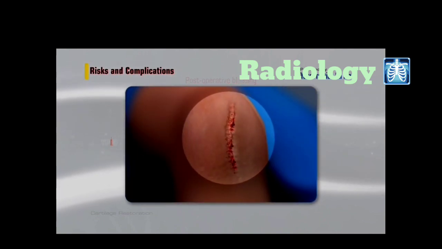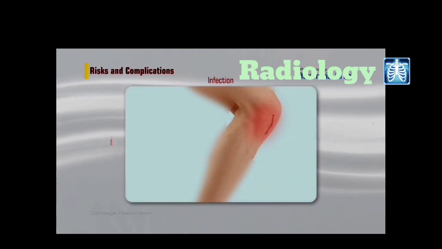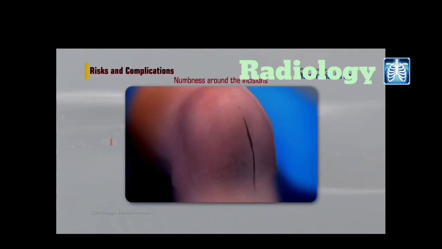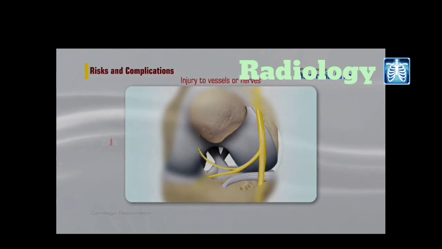Some of the risks related to any orthopedic surgery can include post-operative bleeding, deep vein thrombosis, infection, stiffness of the joint, numbness around the incisions, injury to vessels or nerves.